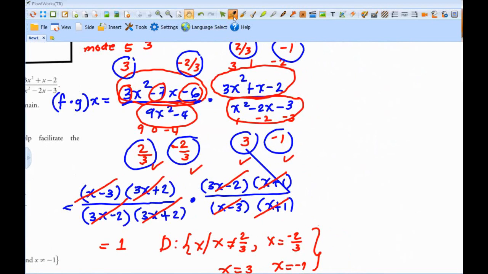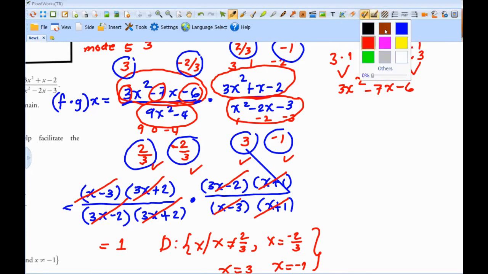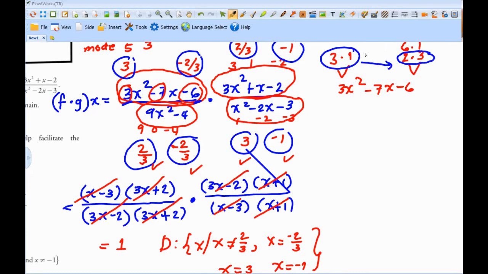3x squared minus 7x minus 6. So what are the factors of 3? 3 and 1, right? What about 6? It can be 2 and 3, or it can be 6 and 1, right? So by trial and error method, we will use this and this. Or it can also be this, 3 and 1 and 6 and 1.